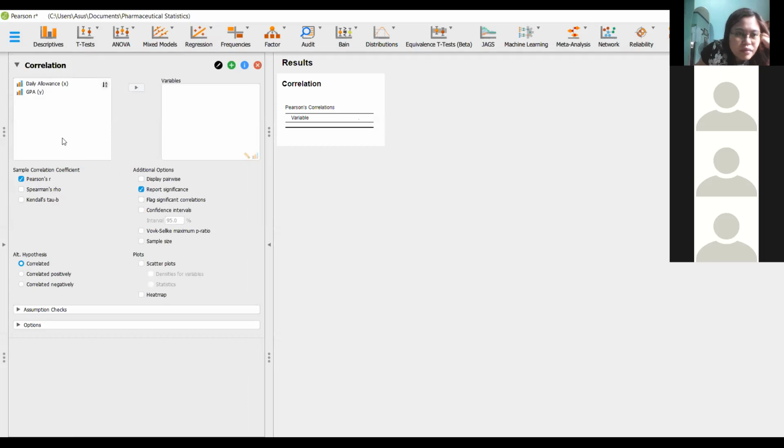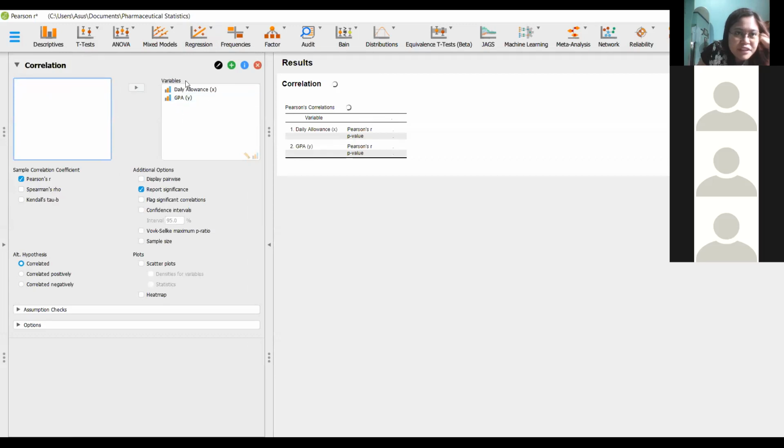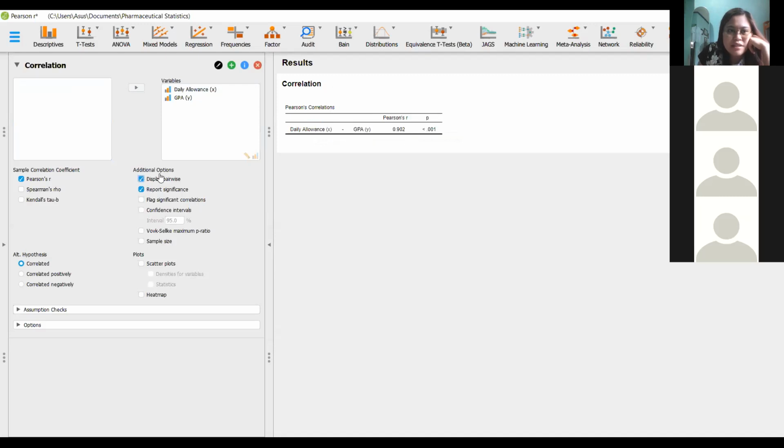Tapos, you can transfer now the two. Silang duha i-transfer diri sa variables. Tapos, since malibog man mo, pwede ninyo i-click ning display pairwise para automatic nga i-summarize na niya ang result between daily allowance ug ang GPA. Okay? And then, ihatag na niya class ang Pearson's R.